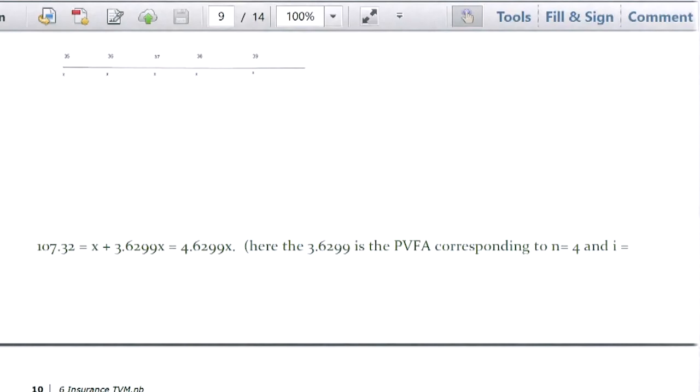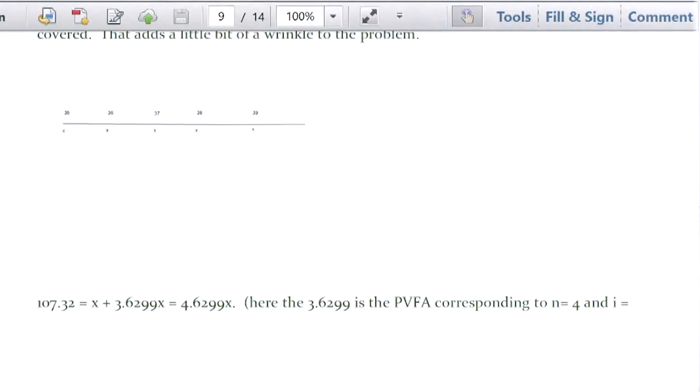So in order to do that, all we do is we simply write out this equation. The left-hand side is the present value, which is the $107.32 that we should be all extremely familiar with by now. That equals the current payment that is due right at that point in time, which is that X. And then the rest of it is an annuity, right? So think of the 4 annuity payments of X occurring each at 36, 37, 38, and 39 as a 4-payment annuity, right?